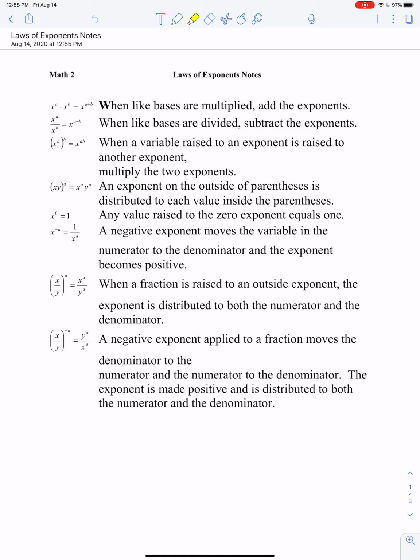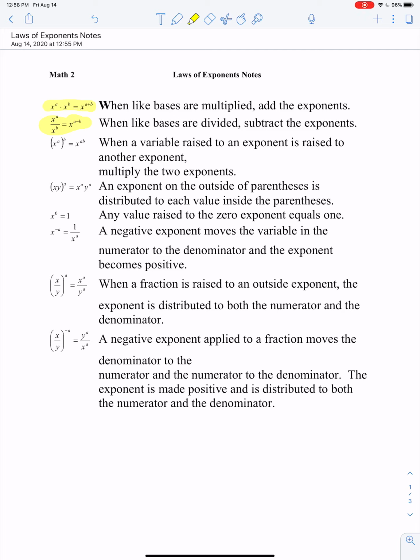So the first law that we're going to talk about is this one right here. When your bases are alike, you add the exponents, just like it shows. You just add whatever those numbers are that are the exponents, okay? Next here, when you are dividing, you subtract. So think multiply and add go together, divide and subtract go together.